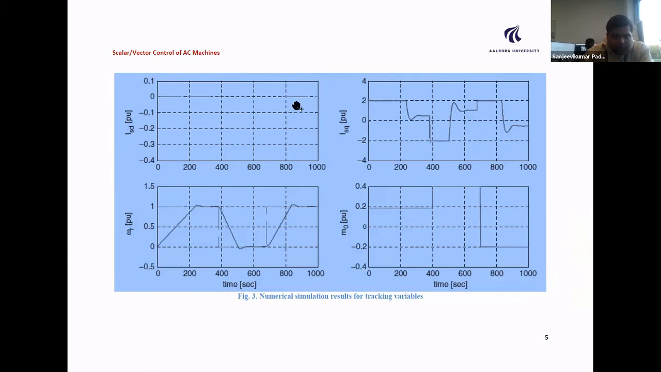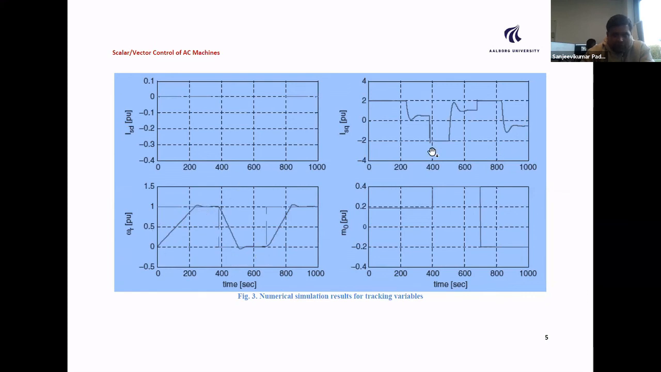Flux producing current is kept at 0, and this is the torque producing component. And the torque producing component is going to vary with respect to time, because in this case we are going to control the motor at different conditions. For example, at time 0, the maximum speed reference is set. At time 400, it comes back to 0. Again, at time, say, 650, it goes to the maximum value. So in all the cases, the speed follows the reference value after a transient period and a small peak overshoot.